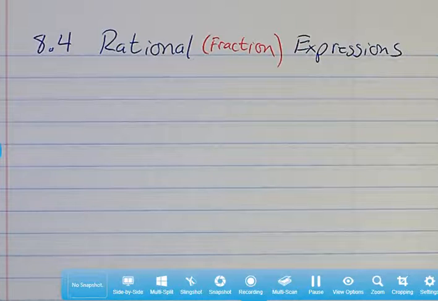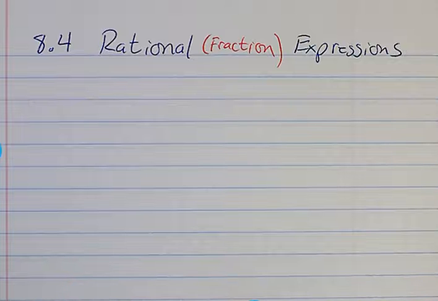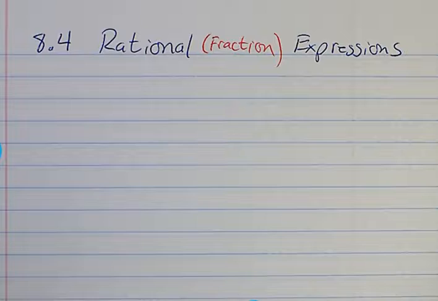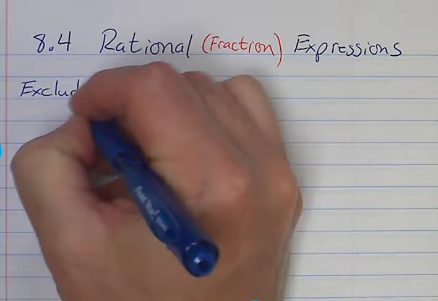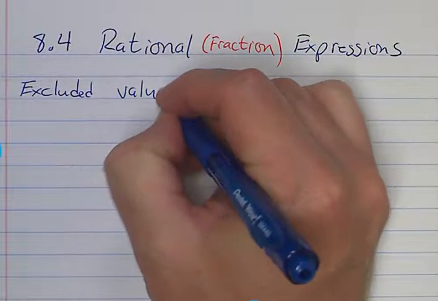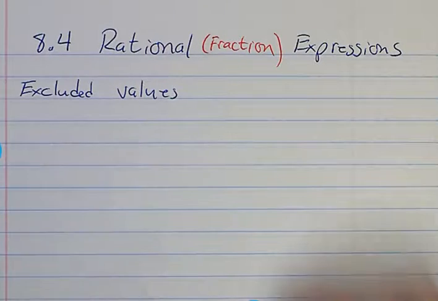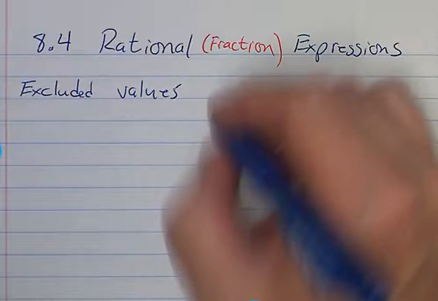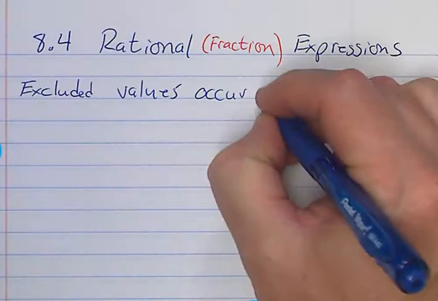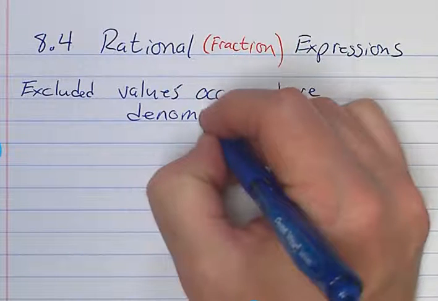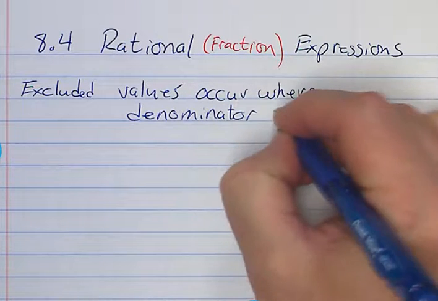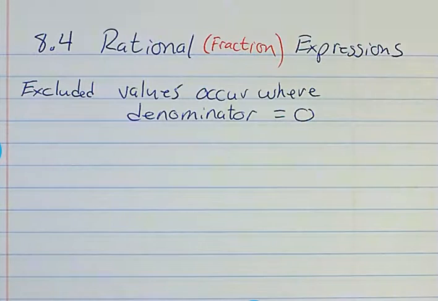Okay, 8.4. We're looking at rational or fractional expressions. So we're still kind of going back to hopefully remembering what we did back before fall break. So here's the big thing when we're doing these. One of the big things they're going to throw at you for this part is where we're talking about excluded values. And if you've forgotten, then we'll go back and remind you here. When I talk about excluded values, that's going to occur when your denominator equals 0.